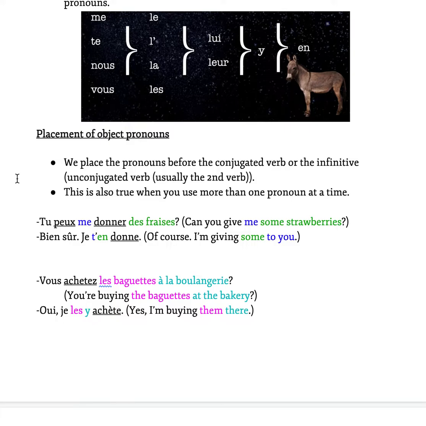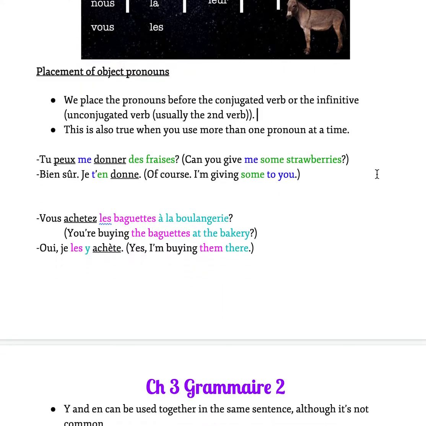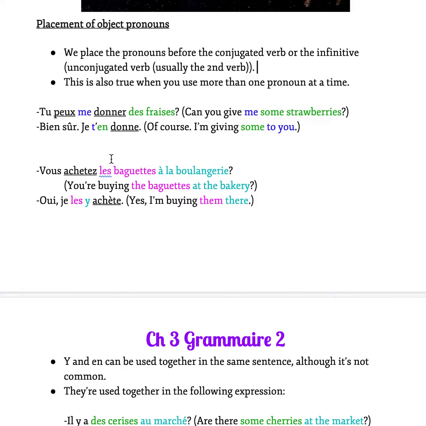Okay, so the placement of these object pronouns, they follow the exact same rules as all the other ones. So they either go before the conjugated verb, like the first verb, or before the infinitive, the unconjugated verb. It's usually the second verb. This is also true when you use more than one pronoun at a time. So it's going to follow the same rules. If there's one verb, you're going to put both of them before the verb. If there's two verbs, you're going to put both of them, or all three of them, however many, before the second verb.